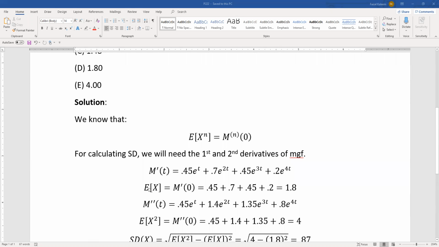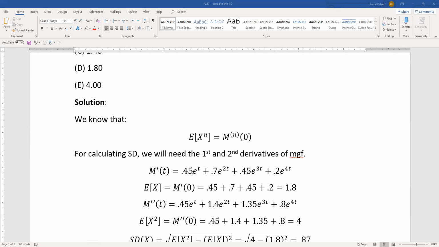And then to get the E of X, you evaluate this derivative at time 0. So e to the 0 is 1. So you just add these coefficients and you get 1.8 for E of X. And now we need the second derivative.